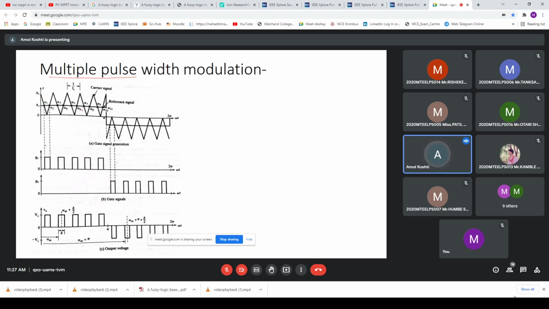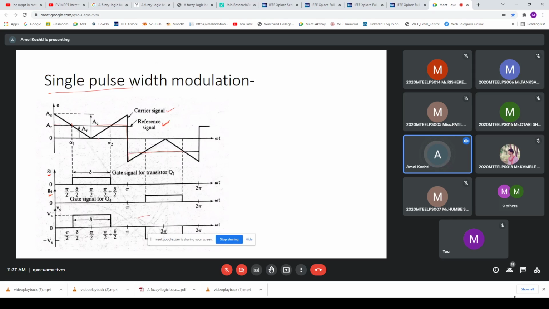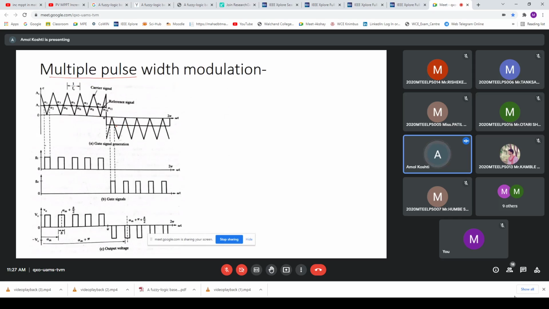Okay, and if you see the previous one, the frequency is very less. Okay, so here we use the high frequency carrier signals and we impose these high frequency carrier signals on the reference signal. Okay, and again based on the signals. Okay, so if you see, these are the points, intersection points of the carrier and the reference signal.